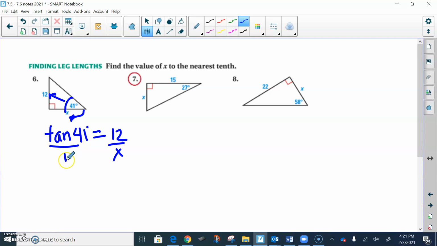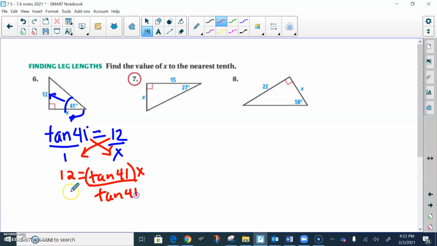I like to put my tangent of 41 over 1, so it looks more like a proportion. We're pretty good at solving proportions. That's easy for us. So now we're just going to cross multiply, and we get 12 equals tangent of 41 times x. If you punch that in your calculator, you'll get a decimal, but we don't want to do that yet. It's more accurate if we just leave it as tangent of 41 times x. And we want to solve for x, so let's divide each side by tangent of 41.